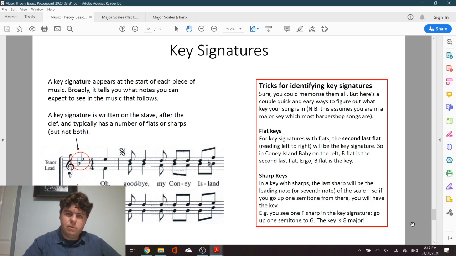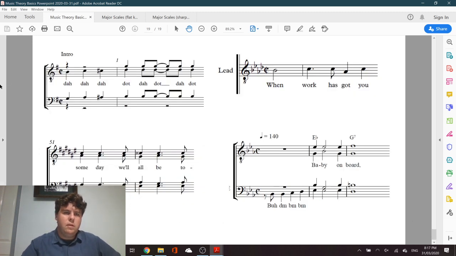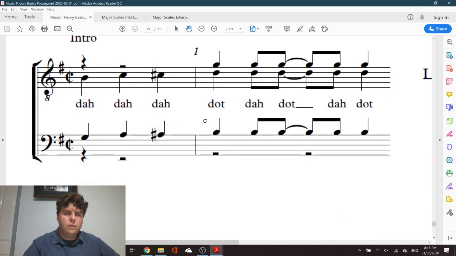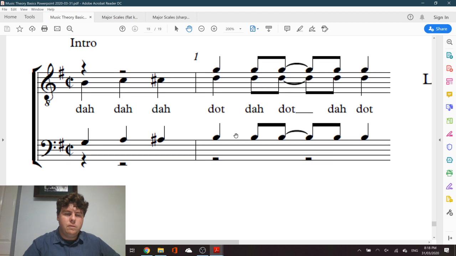Let's have a look at some examples. Okay, here we've got 4 excerpts from songs that we know. Songs that most of us will know, I should say. So let's have a look at this one first. So this one is from Ring of Fire. The key signature is here. So there's one sharp, and if we use our mnemonic to figure it out, it's every good boy deserves fruit. That's an F sharp.